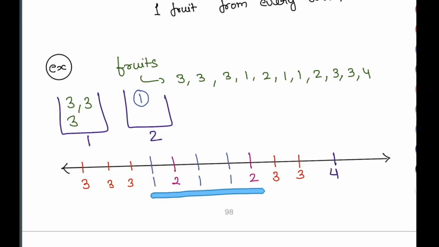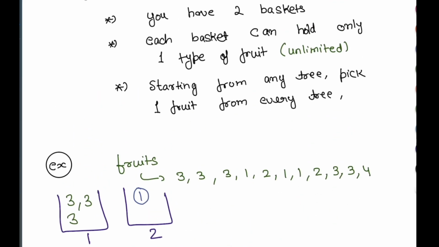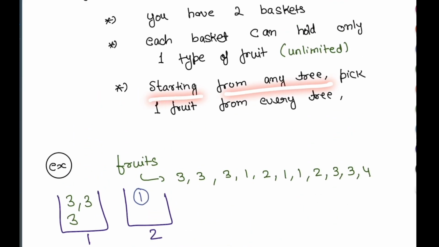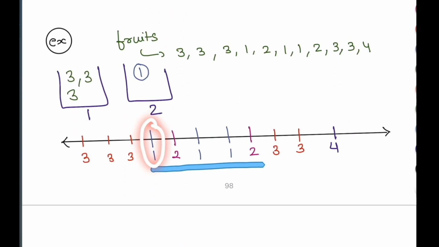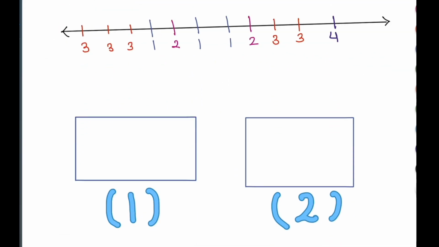So basically you are selecting two different types of fruits and they are continuous. As a starting point, I will be choosing this particular tree from where I will start picking up the fruits, right? The question says that we can start from any tree, but then I will have to pick one fruit from every tree. I will choose this particular point, and now let us see what's the approach to solve this particular problem.